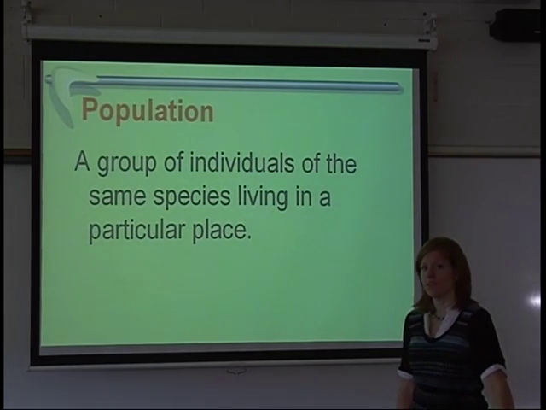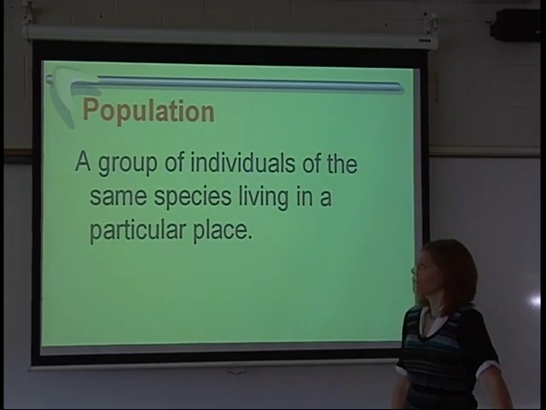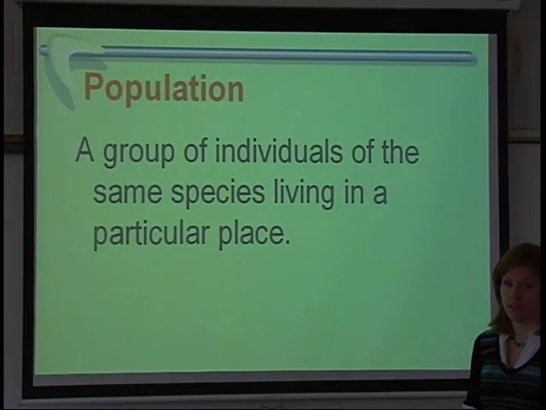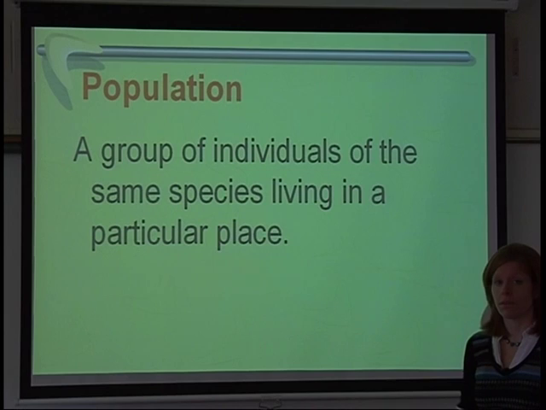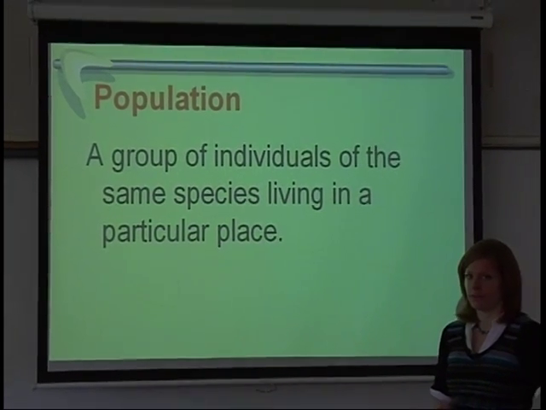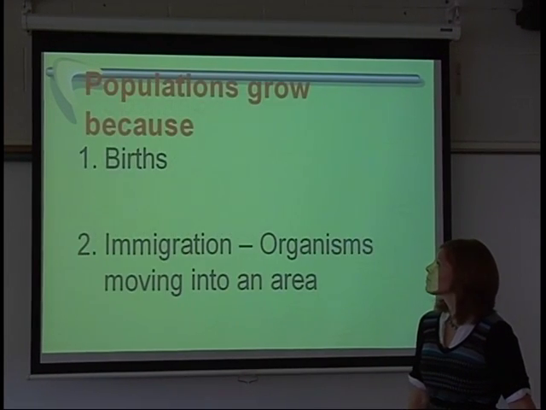So let's start with the definition of what a population is. A population is just a group of individuals of the same species in a particular place. So if we're discussing humans, that's a population. It's one type of living thing, one type of species in one area. So that's what a population is.